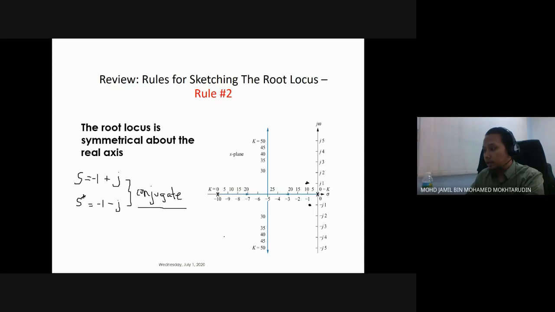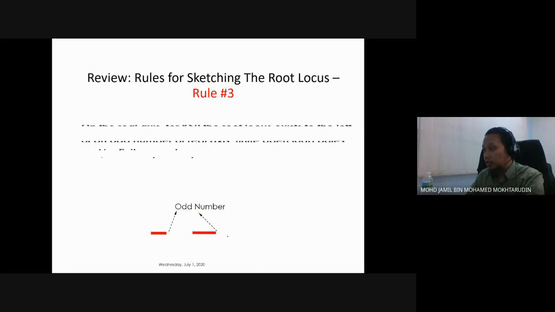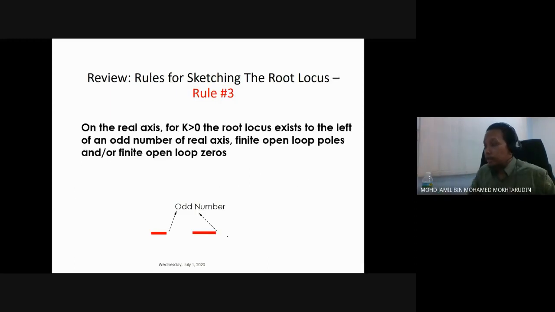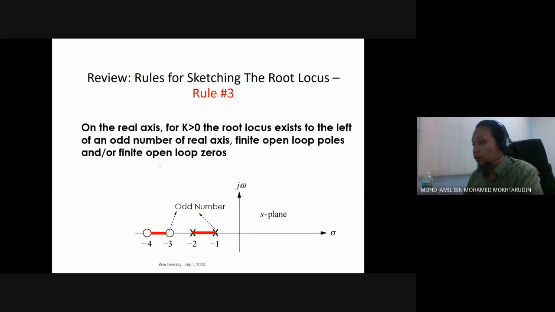All right, and then rule number 3. Rule number 3 is slightly harder to explain, but usually I will ignore rule number 3. What rule number 3 says is that on the real axis, for k bigger than 0, the root locus exists to the left of an odd number of real axis finite poles or finite open loop zeros.